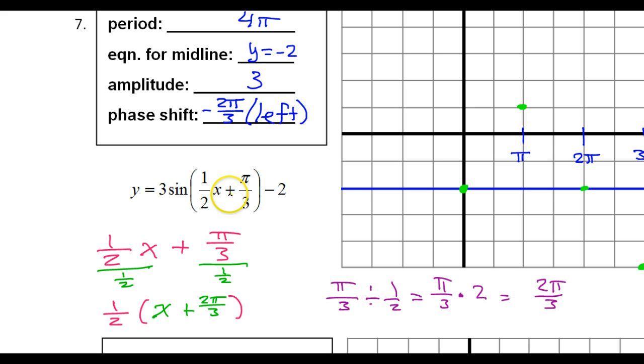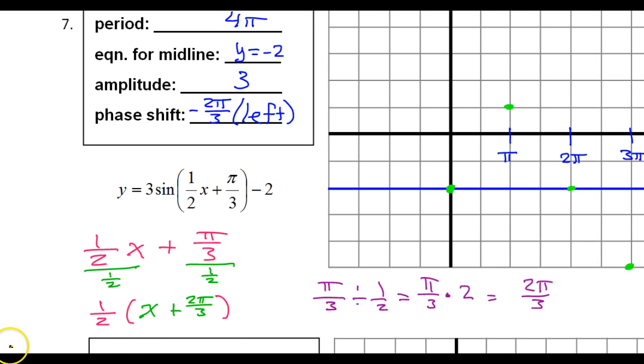Okay, again, normally things that are positive would be to the right. But when you're doing horizontal translations, which is what this phase shift is, it's always the opposite of this. So positive actually moves you to the left, so we call it a negative phase shift. Okay, so now we found what the phase shift is. What do I do with it?